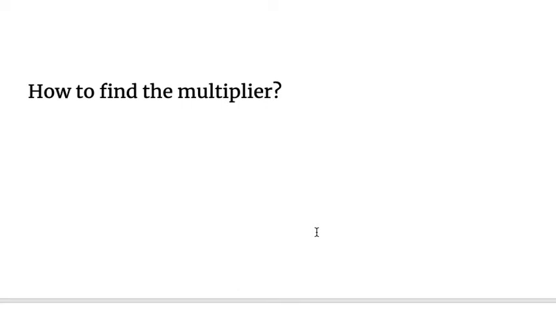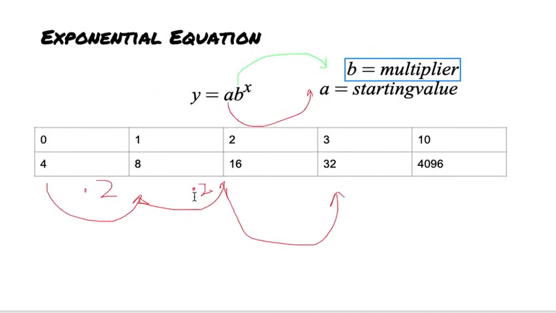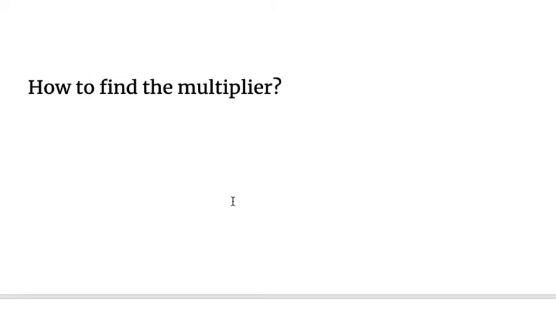So if I have a table, I'm going to look and see, is there a constant number that's being multiplied? If I go back and look at this table, I can see that 8 divided by 4 is 2, 16 divided by 8 is 2, 32 divided by 16 is 2. So I'm able to see what that multiplier is. But what if I was told that I have an exponential growth pattern and it's increasing by, let's say, 50%.